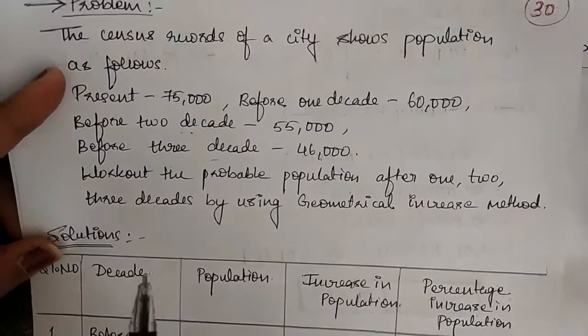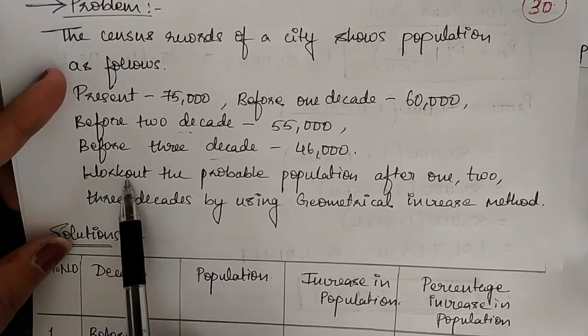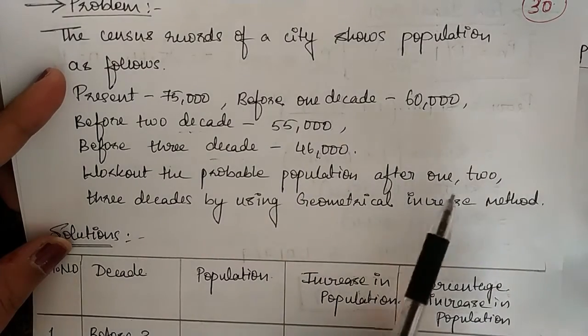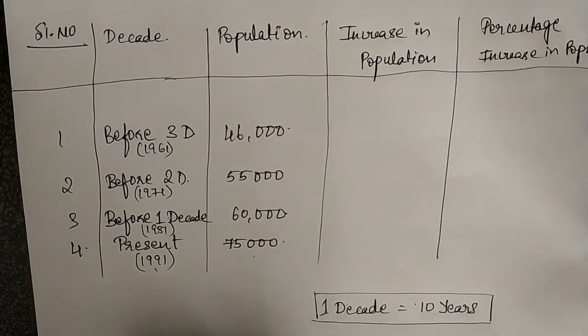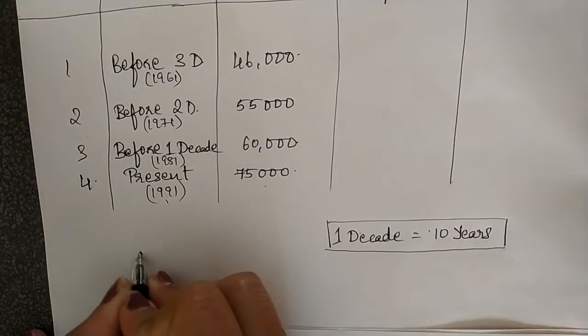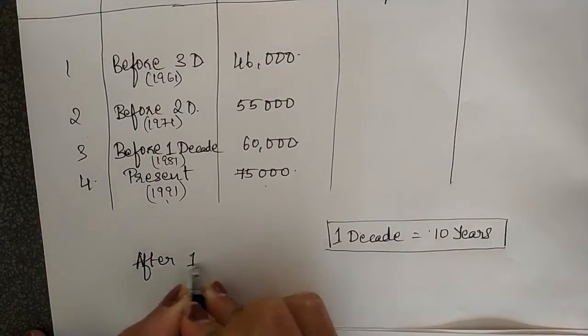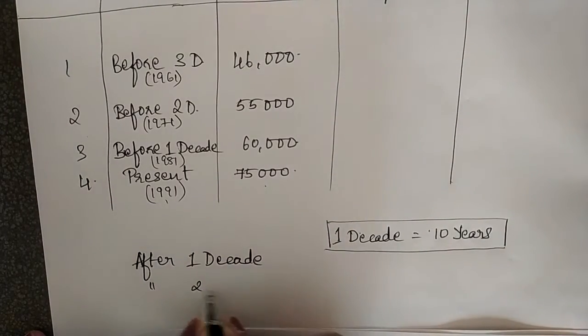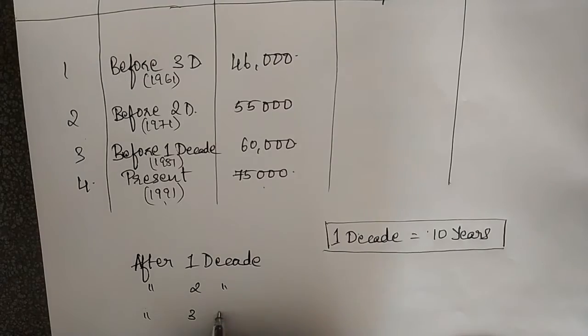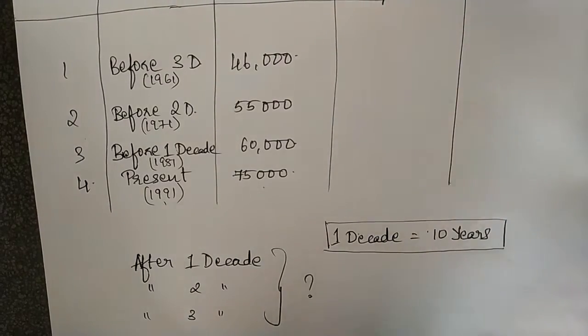Now if I see what they have asked me here: work out the probable population after 1, 2 and 3 decades. So I have to find the population here. What do I have to find? After 1 decade, then after 2 decades and after 3 decades. This population they have told me to find.